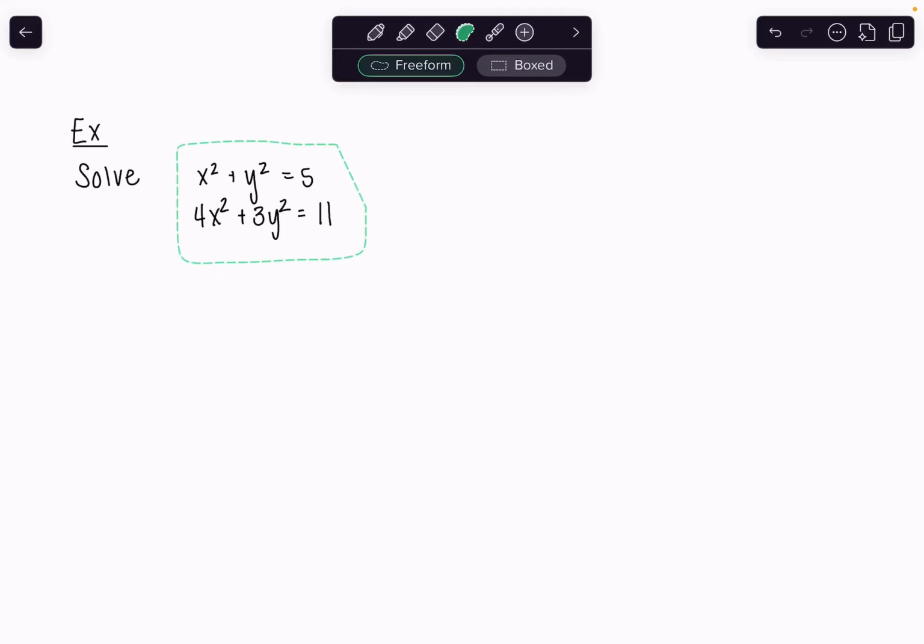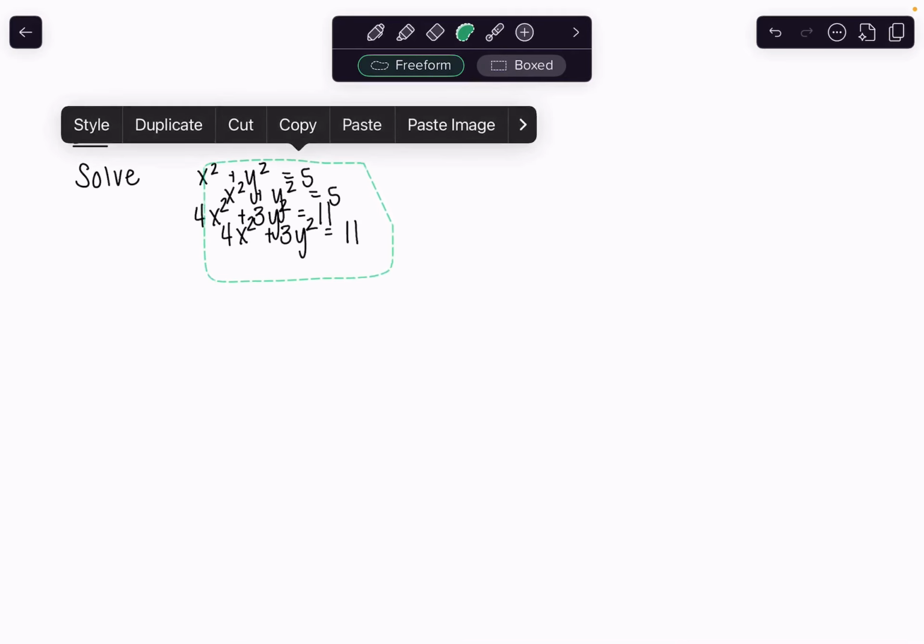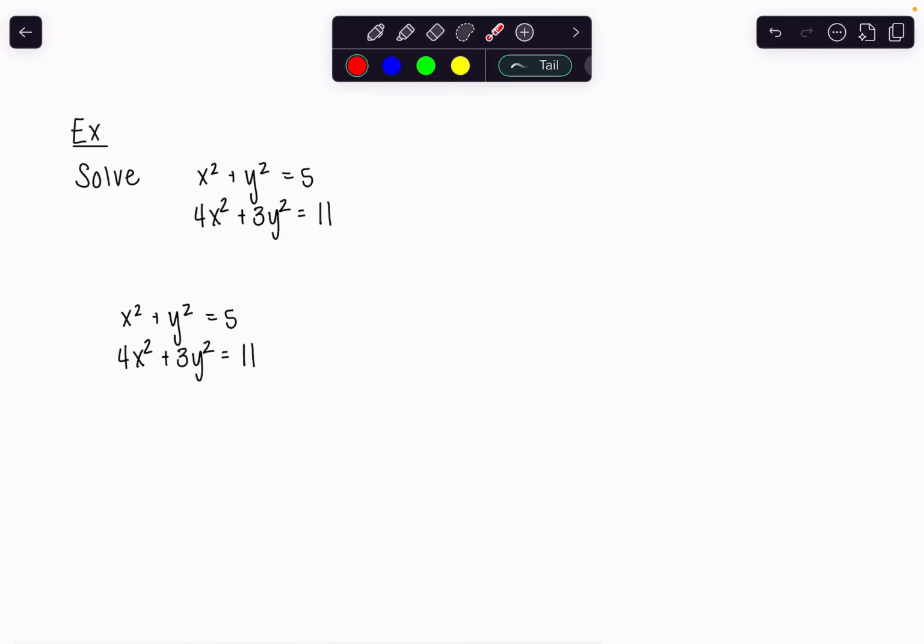So what I want to do is eliminate one of my variables. If I make this a -4, then my x's would cancel. Instead, I'm going to make this a -3 and get rid of my y values. So I'm going to take this top equation and times it by -3. That gives me -3x squared minus 3y squared equals -15. And then we did nothing with the second equation.